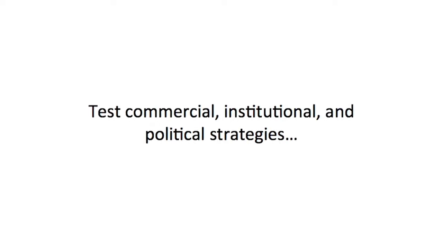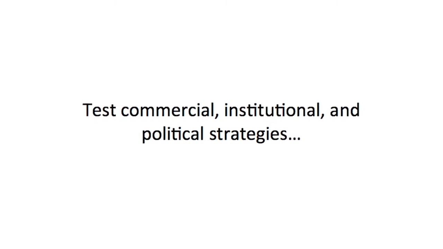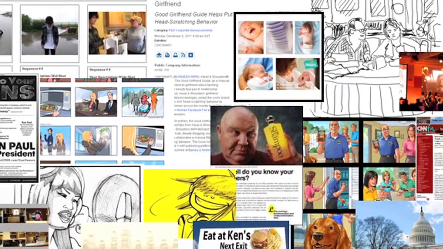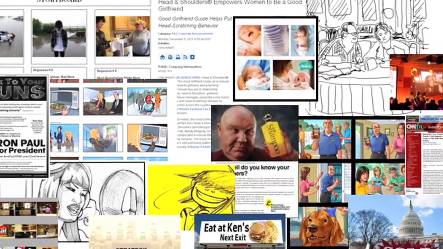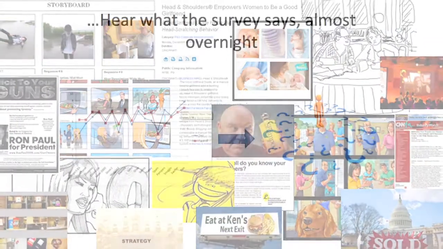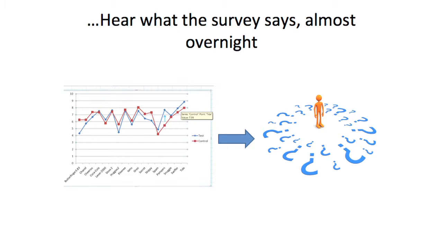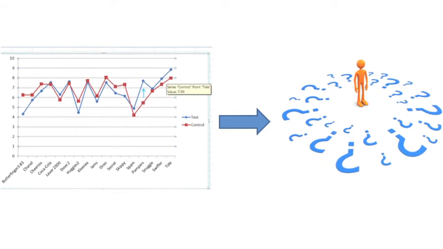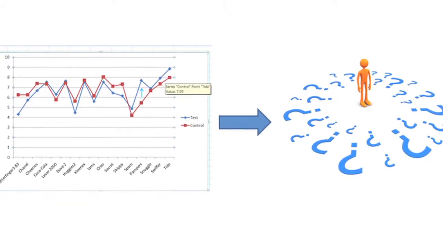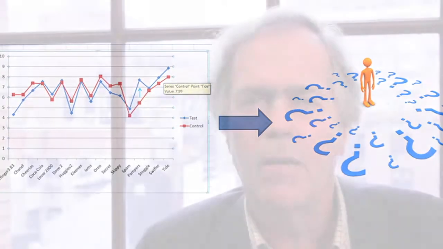Baruch copy test can test just about any kind of communication that is supposed to persuade an audience. So we can test print advertising, TV commercials, institutional messages, political strategies, press releases, anything that's supposed to be persuasive. The survey only takes 3 minutes to complete, and we hear what the survey says almost overnight because the results are tabulated at the same time that they're collected, so that enables us to give the students feedback as soon as possible.